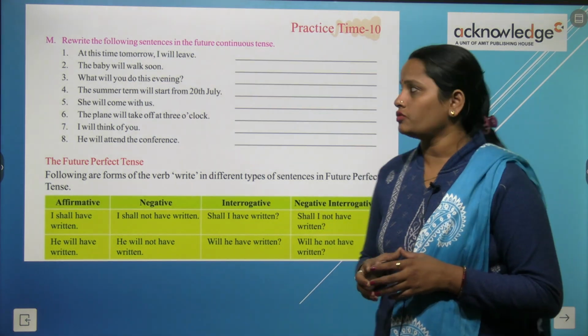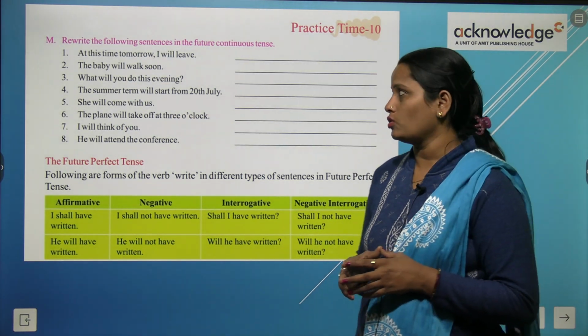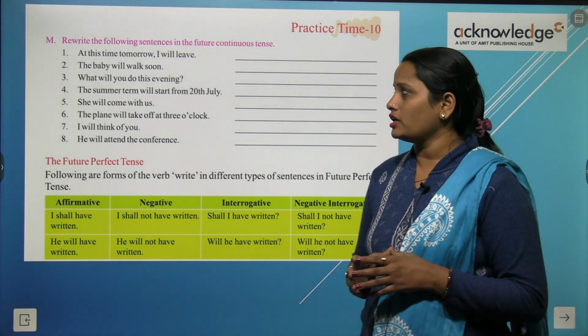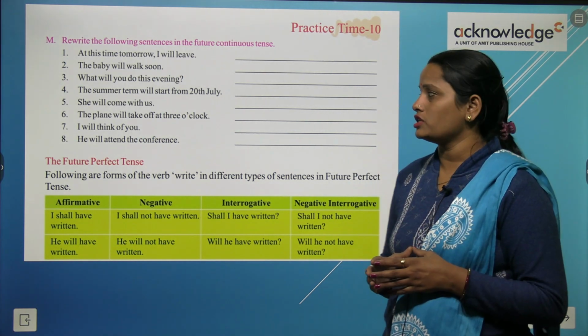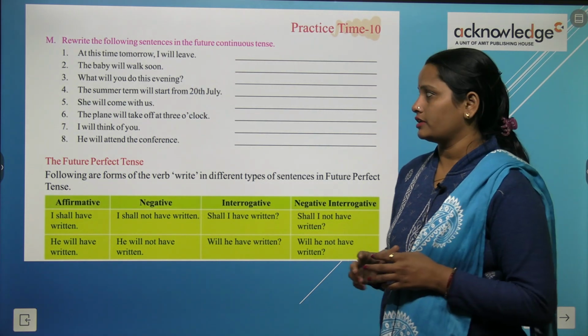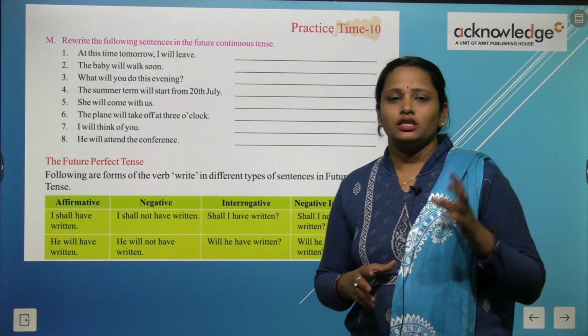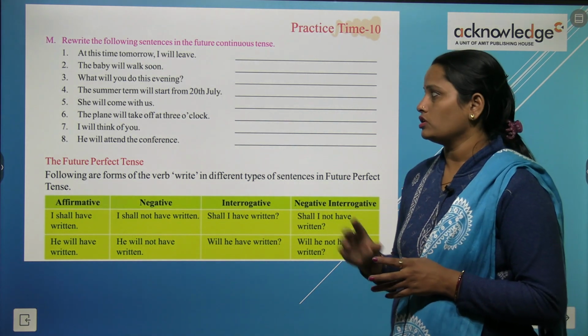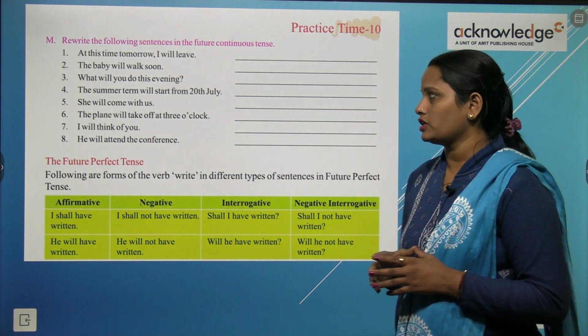So children, here the first question is: at this time tomorrow I will leave. So it will be converted into the future continuous tense. So the answer will be: at this time tomorrow I will be leaving. The baby will walk soon. The baby will be walking soon. So like this, children, complete the rest of the exercise.